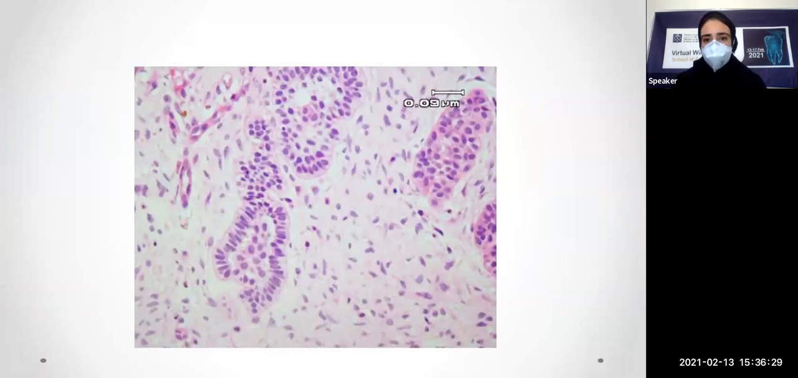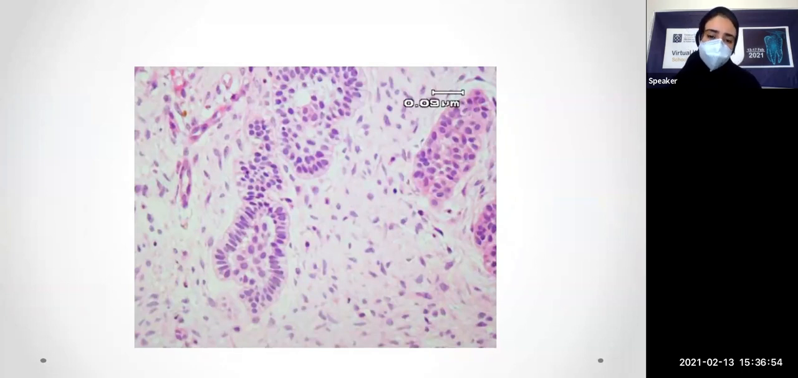Okay, may I ask some of you to explain what you are watching, what is this neoplasm? Thank you. Calcifying odontogenic cyst, it was.